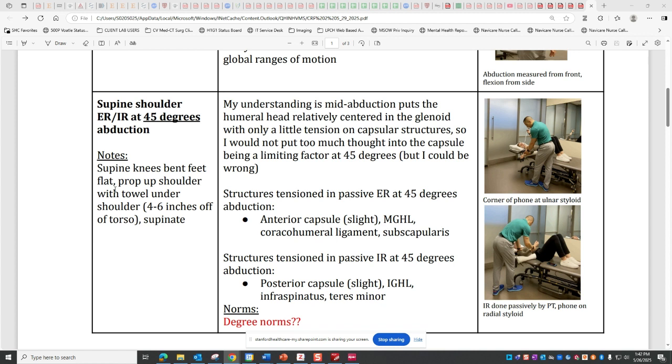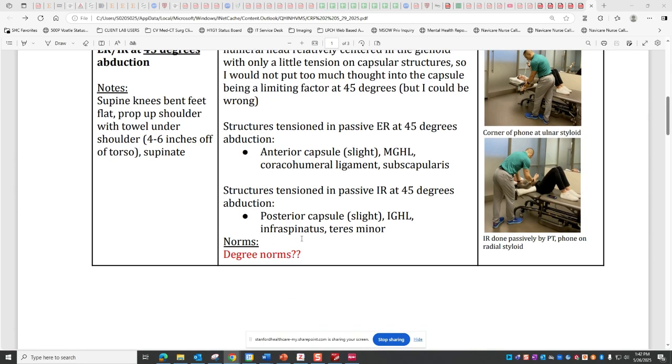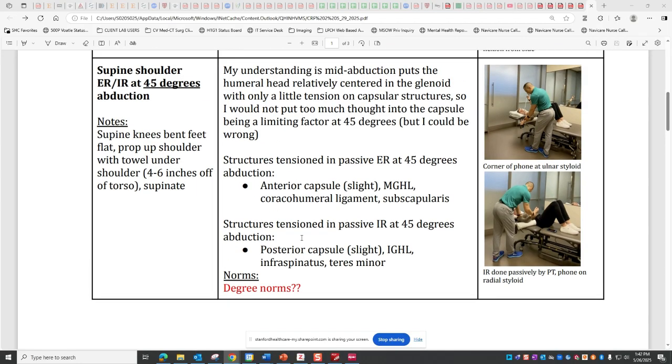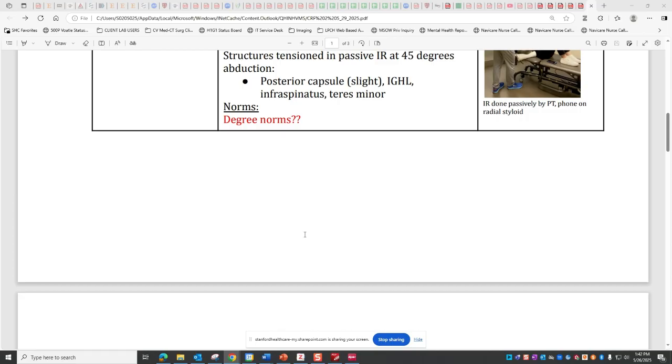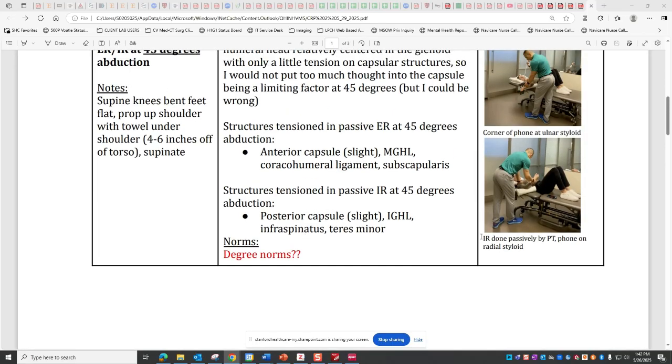And I also like the way that you highlighted the knees bent, prop up shoulder with towel. Yep, all of that is accurate in supination for the patient. Norms of degrees, yes, you would expect about 90 degrees of external rotation. People will be plus or minus that, but 90 degrees would be what you would expect. And internal rotation is done passively by the therapist. You are correct. Again, in a supinated position.